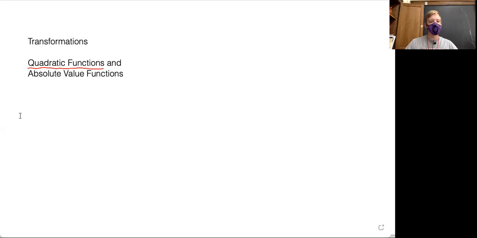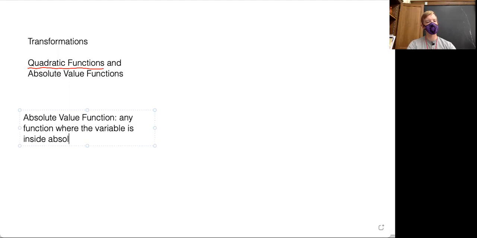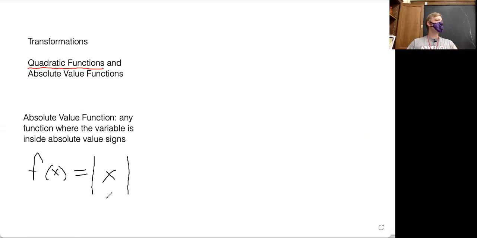An absolute value function, you all have seen absolute values before. We just haven't talked about them in this class. An absolute value function is any function where our variable is inside absolute value signs. So for instance, we could have f of x equals, and then these vertical lines right here, those are our absolute value signs right there. Now remind me, thinking back to Algebra 1, thinking back to middle school, what do absolute value signs do? They make anything inside positive, yes.